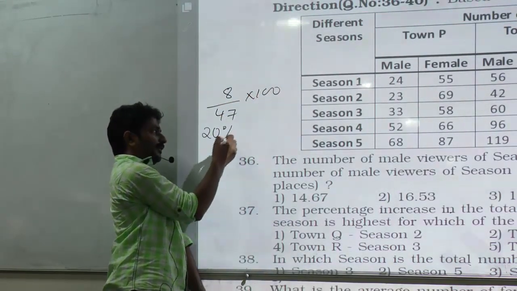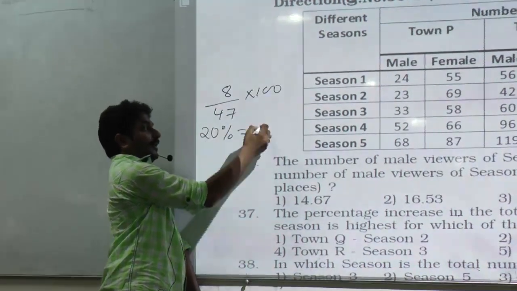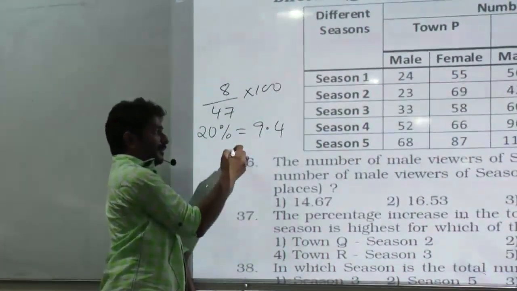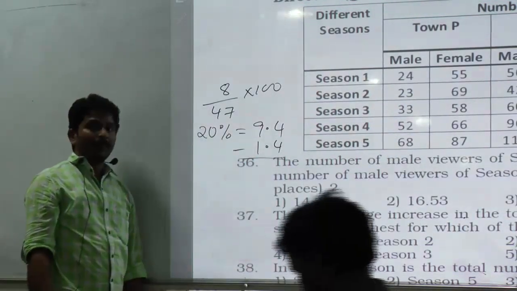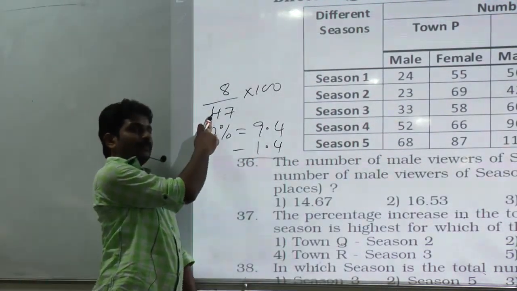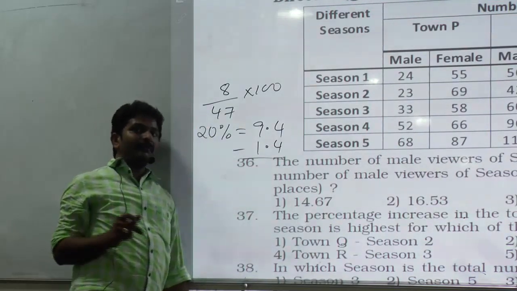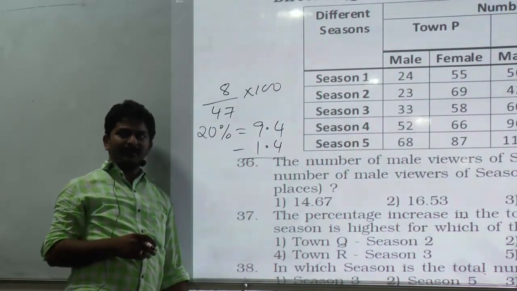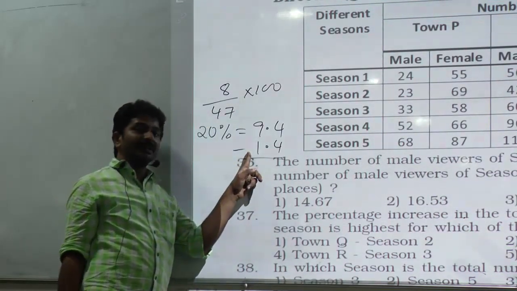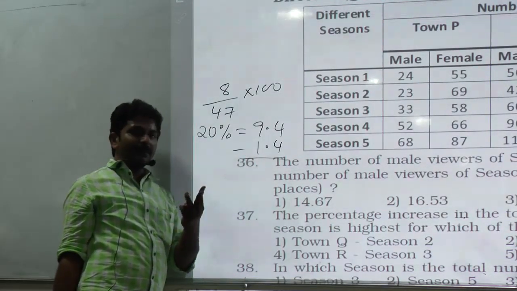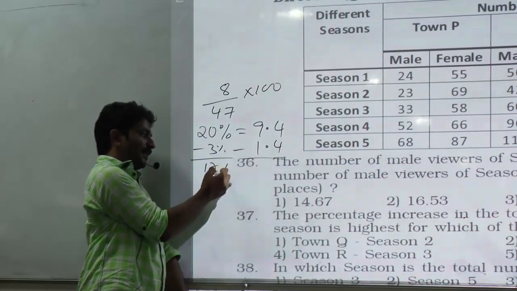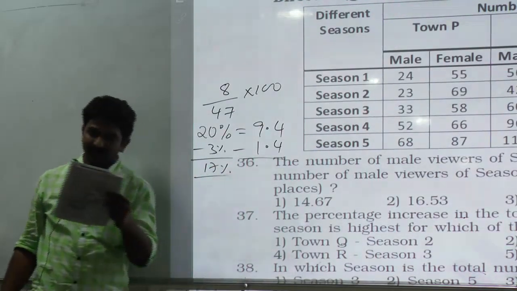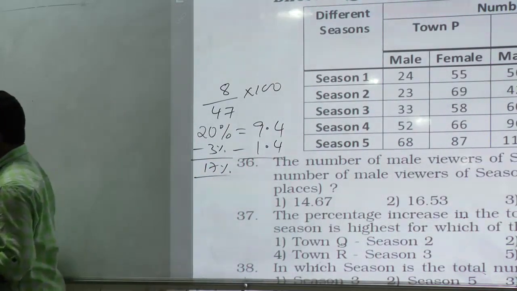Let's go for denominator. 20% is 9.4. From this you need to subtract 1.4. Then it becomes 8. What about 1%? 0.47. Near about half. How many halves are there? 3. That will be near about 3%. If you subtract 3% from this, the answer will be near about 17%. Which option? Fourth option.